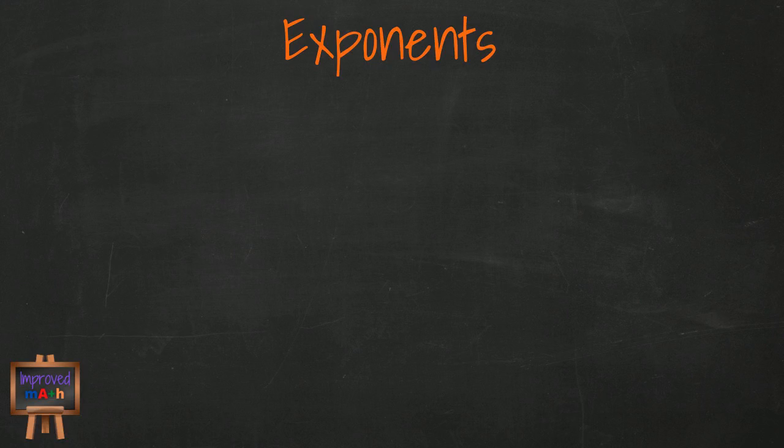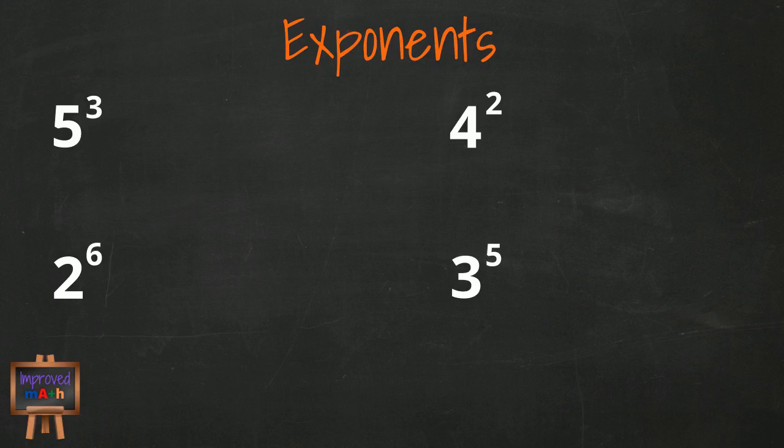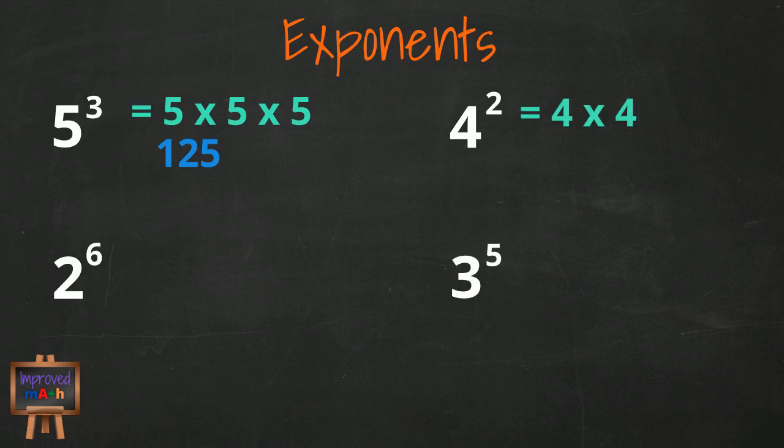Now that we have all that out of the way, let's go over some examples of what we just learned. Let's look at the following 4 exponents and figure out how to solve for them. Here we would say 5 to the 3rd power, 5 to the 3rd, or 5 cubed. Written out in long form, this equals 5 times 5 times 5. 5 times 5 is 25, times 5 is 125. Number 2, we would say this as 4 to the 2nd power, or 4 squared. Written out in long form, this equals 4 times 4, which is 16.